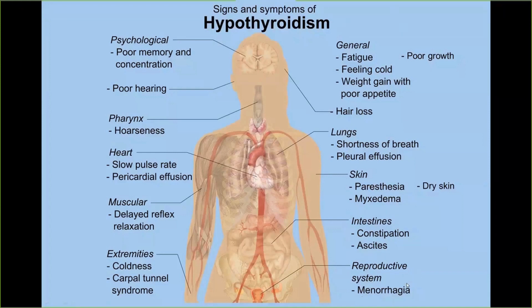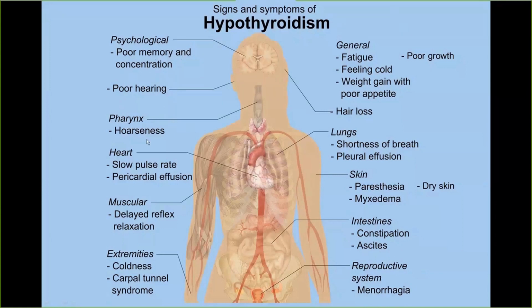It could go both ways, amenorrhea or menorrhagia, but we see more of the menorrhagia with hypothyroidism and more of the amenorrhea with hyperthyroidism. But still, as I mentioned, it could go both ways. Poor memory and concentration. A lot of kids will have memory and concentration problems at school, and the whole picture would be just like hypothyroidism. Poor hearing. Thyroid is important for hearing.